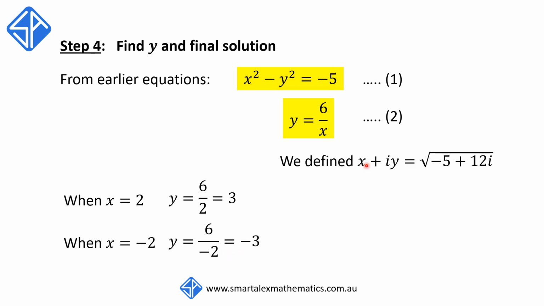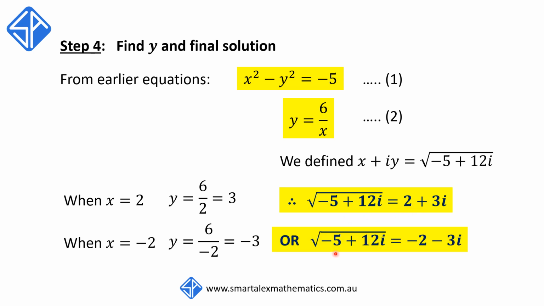And remember, we started off by defining x plus iy as being equal to the square root of negative 5 plus 12i. So this means that we have got two solutions for the square root. The first is 2 plus 3i, and the second square root of negative 5 plus 12i is equal to negative 2 minus 3i. And that's it.